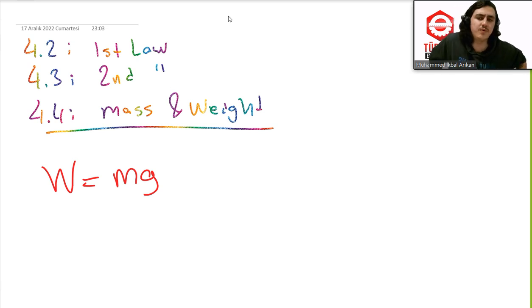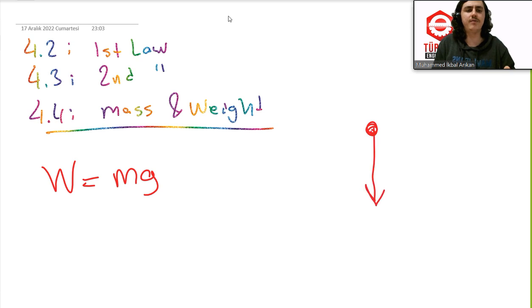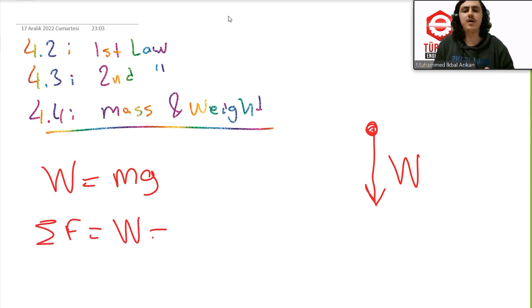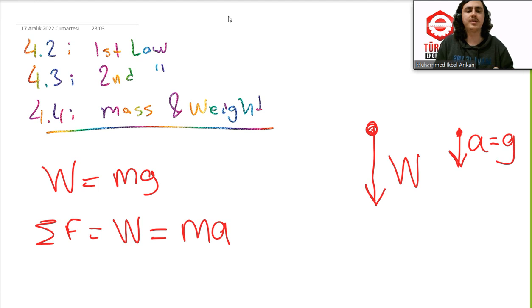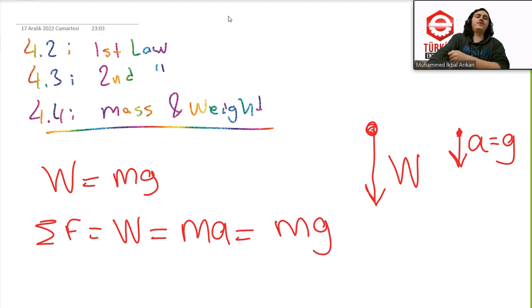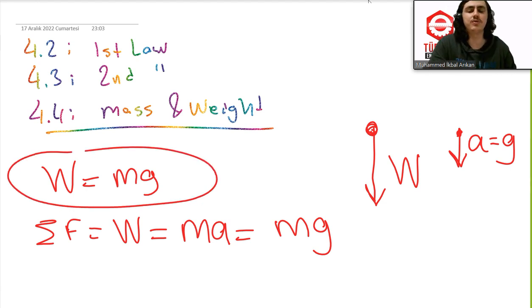And maybe you know this rule. Actually, it comes from F equals ma, the second law. So you have weight here, and this is free falling down. So the summation of forces will be just W, and that must be equal to ma. And it is accelerating down by which acceleration? The gravitational acceleration. So instead of ma, you will put mg. So this is just chapter 4.4: weight equals mg, which comes from the same idea. Any force equals ma, so the weight will be equal to mg.